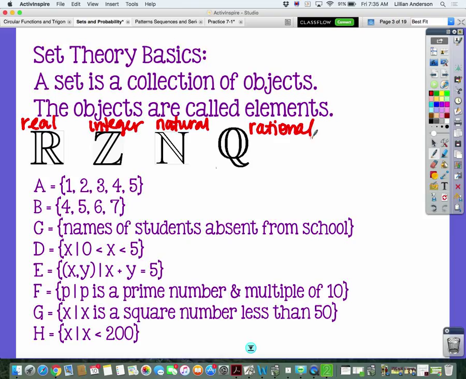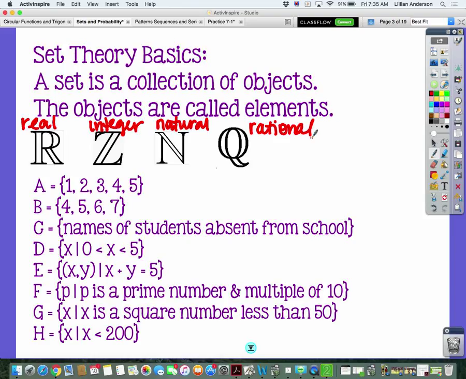Real, that's any real number, any number that we deal with. Integers, those are your positive and negative whole numbers, including zero. The natural numbers are your counting numbers, so that's 1 till infinity: 1, 2, 3, 4, 5, et cetera. And rationals are any numbers that can be written as fractions. As you see here, A through H, you don't have to write these down, but when I go over some vocabulary, I am going to use these different examples to support some definitions.